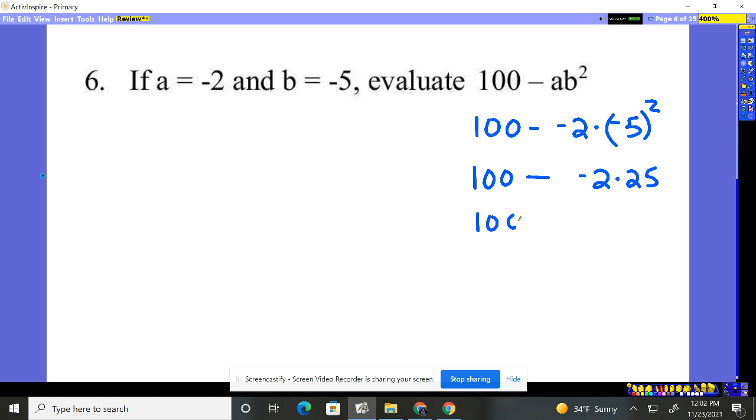Now I'm going to go ahead and do this -2 times 25, which is -50. What happens to subtract a negative? That's going to change to plus, and we're going to get 150.